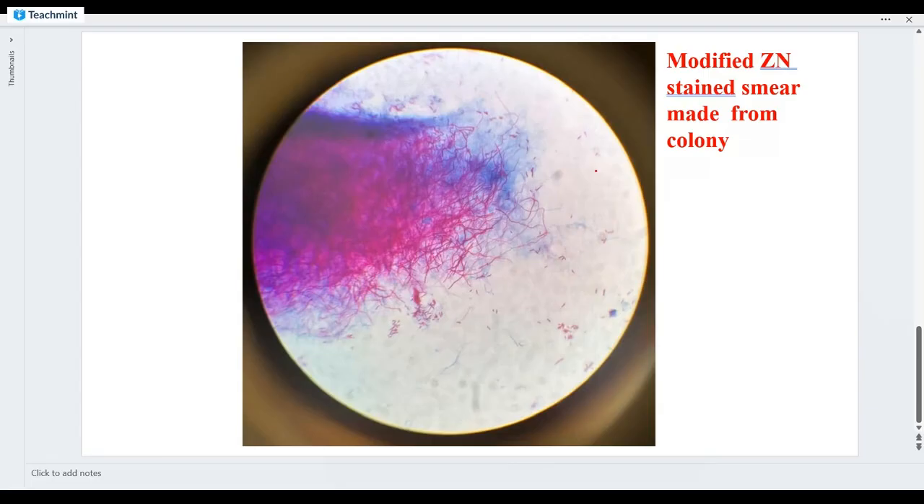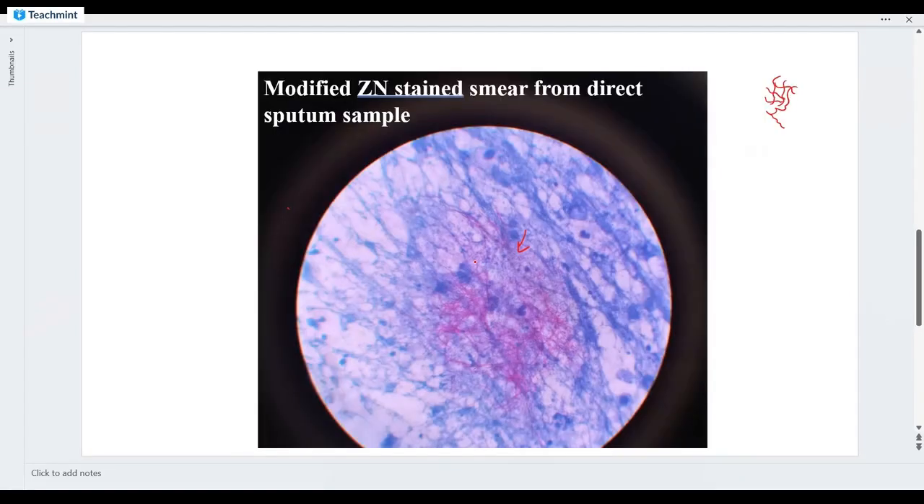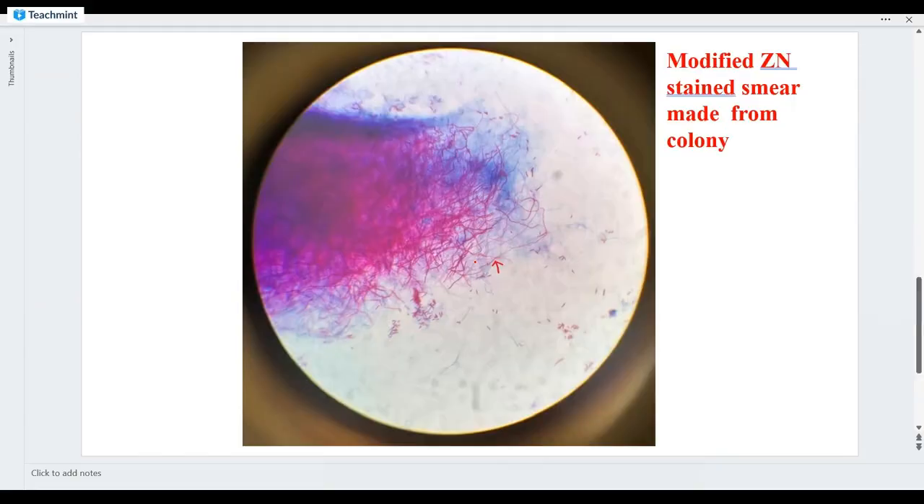After the slide is stained, the bacteria look like filaments. Here, the filamentous structure is more prominent than in the slide made directly from the sample. So here you can see all the filamentous structures, and this filamentous structure represents Nocardia. So it should not be confused with any fungal hyphae or fungal molds. This is how we can demonstrate the Nocardia species.